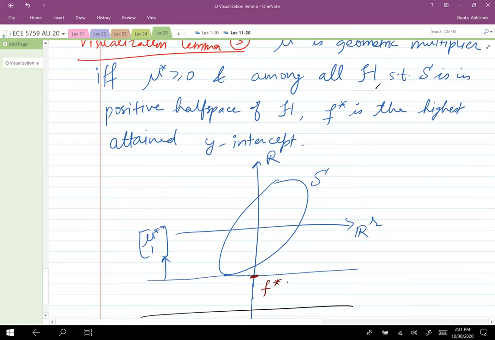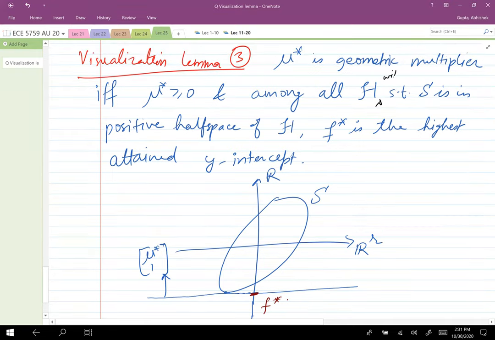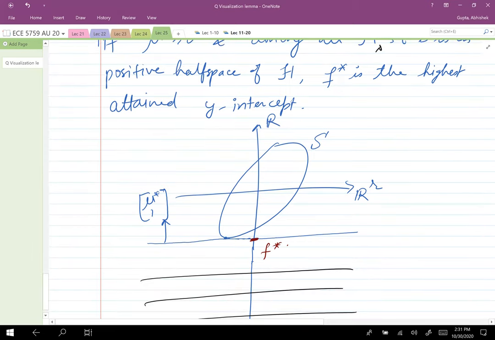I have to make a small correction here. So among all h with normal mu star 1, I've drawn here many hyperplanes with normal mu star 1. And as you can observe, the largest intercept is equal to f star here. This is the f star, and that's the largest intercept you can make for all the hyperplanes with normal mu star comma 1 with s in the positive half space of h.